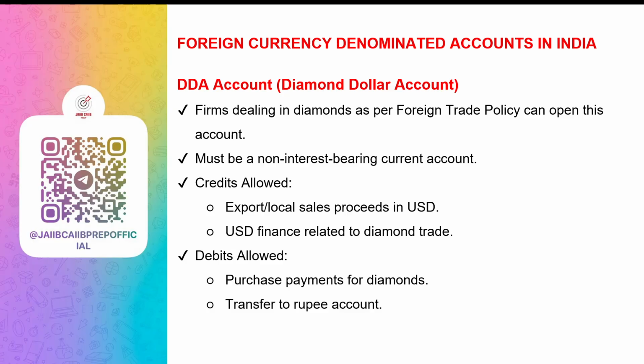What are the main features of DDA? So you can credit this account with money from exports or local sales of rough cut or polished diamonds. Foreign currency loans like pre-shipment or post-shipment finance are permissible and can be credited into the account. When we say what is a permissible debit, then it is for trade in diamond. So you can buy diamond, rough cut or polished diamonds, or you can transfer funds to a rupee account.